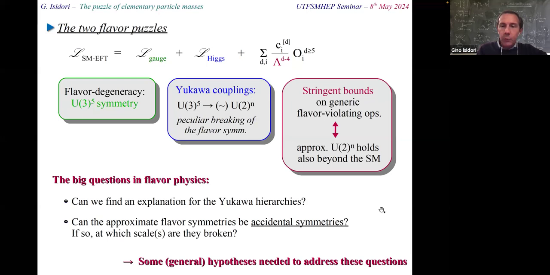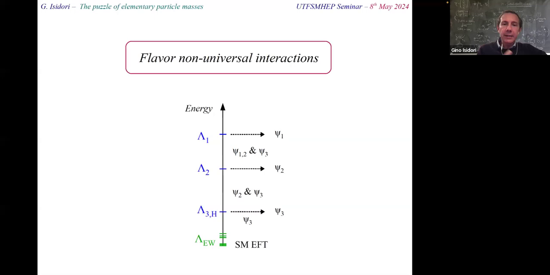And to do that, we really need extra hypotheses. So we need more dynamical hypotheses, so we cannot just stick at the EFT level. And so this brings me to my second part, which is this idea of flavor non-universal interaction.